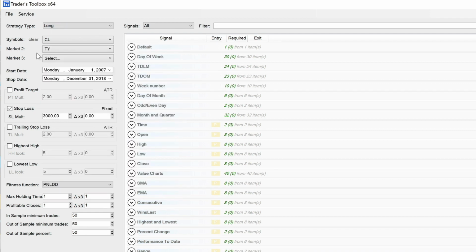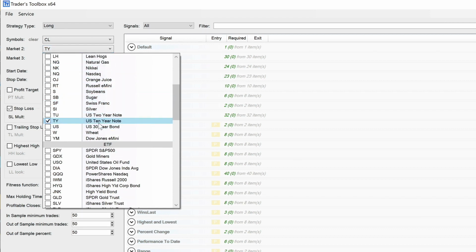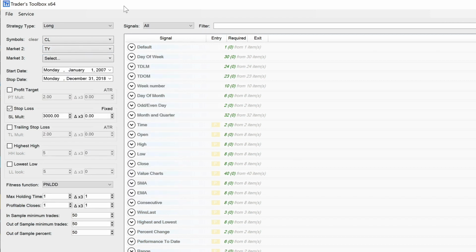And then on market 2, I put the U.S. Treasury 10-year note. So what am I doing here? I am building an intra-market strategy. I'm telling Build Alpha we want to build a long-only strategy for the crude oil market, but go ahead and take into consideration the 10-year Treasury note futures contract. It's also going to analyze the Treasury market using these signals, as well as the symbol for our tradable.